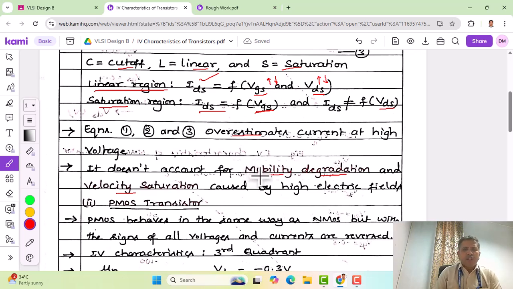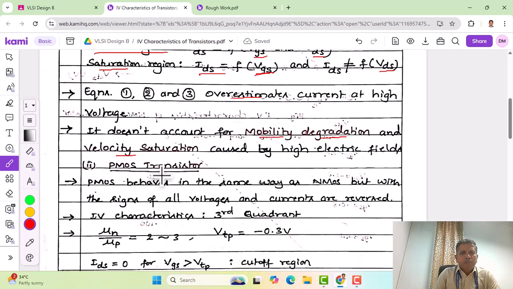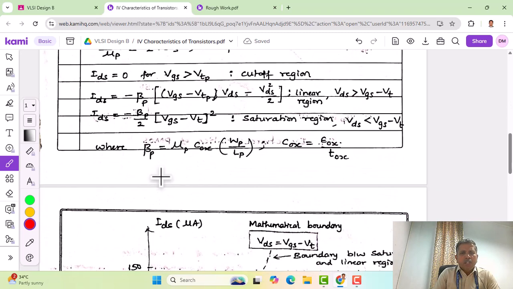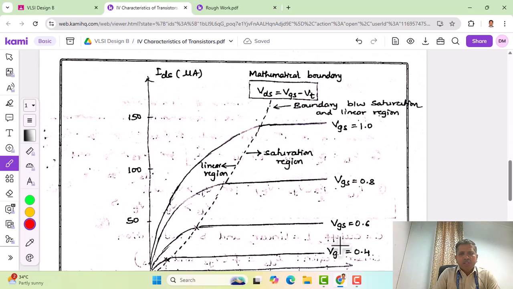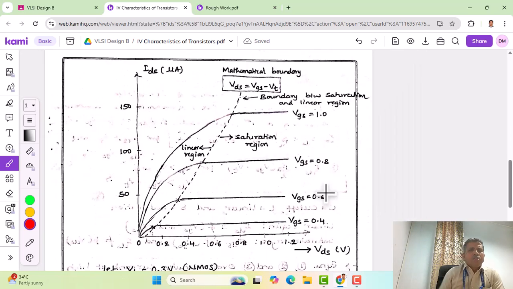Okay, that's about the NMOS transistor background. And now let us move to the characteristics before we go to the PMOS transistor. Let me show the characteristics of the NMOS transistor. So this is how we plot the characteristics for the NMOS transistor. As we already mentioned, the IV characteristics of the NMOS transistor fall in the first quadrant, because the applied drain to source voltage and the drain to source current are both going to be positive. So we can draw the VDS versus IDS graph in the first quadrant for constant gate source voltage.